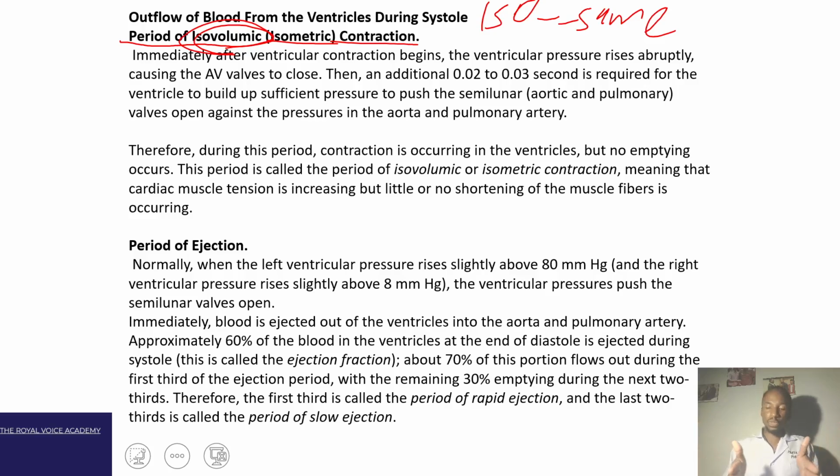That is why they call it isometric contraction. So your heart will begin contracting. The volume is not changing. The length of the muscle is not changing, because we are not bulging anymore, but we are building up pressure. So the pressure is rising.